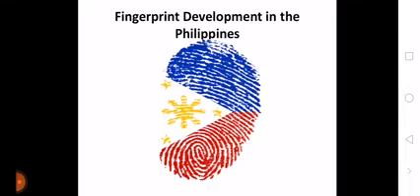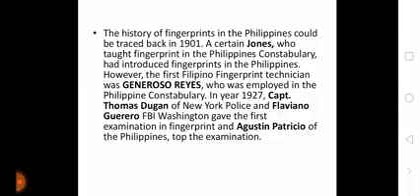Fingerprint development in the Philippines. The history of fingerprints in the Philippines could be traced back to 1901, when a certain Jones, who taught fingerprinting in the Philippine Constabulary, introduced fingerprints in the Philippines. However, the first Filipino fingerprint technician was Generoso Reyes, who was employed in the Philippine Constabulary. In the year 1927, Captain Thomas Dugan of the New York Police and Flaviano Guerrero of the FBI Washington gave the first examination in fingerprinting, and Agustin Patricio of the Philippines topped the examination.